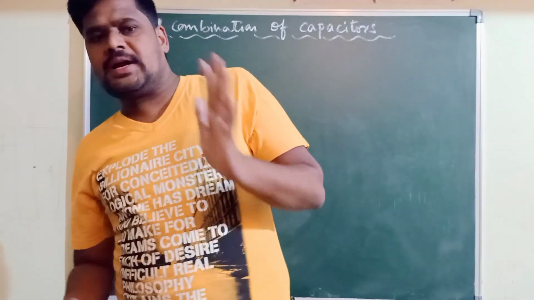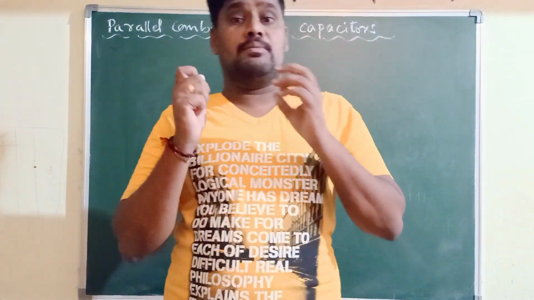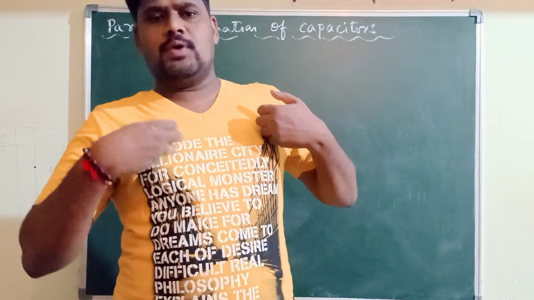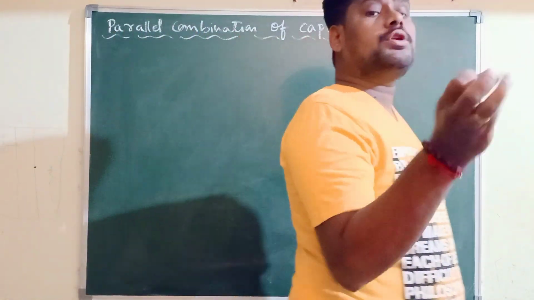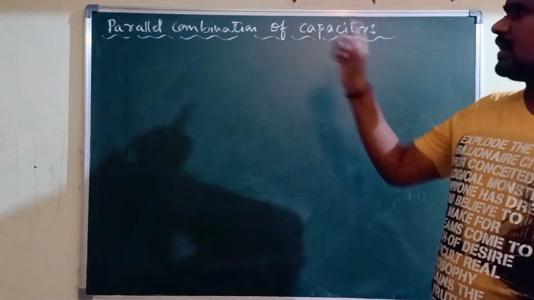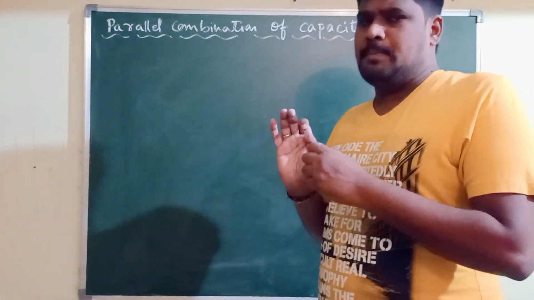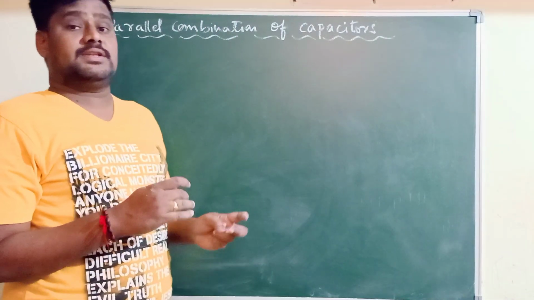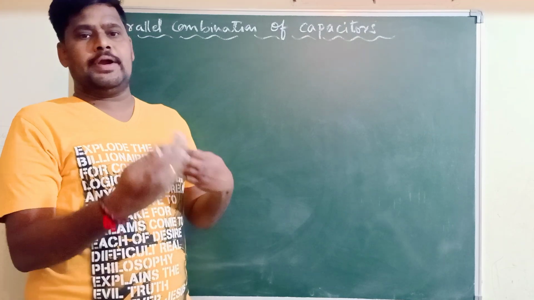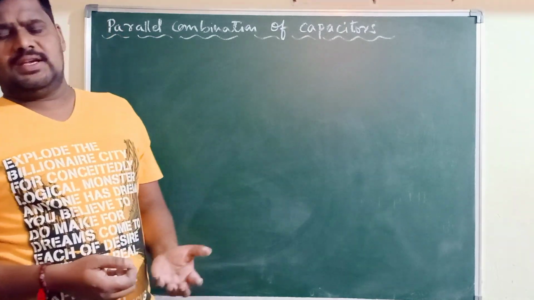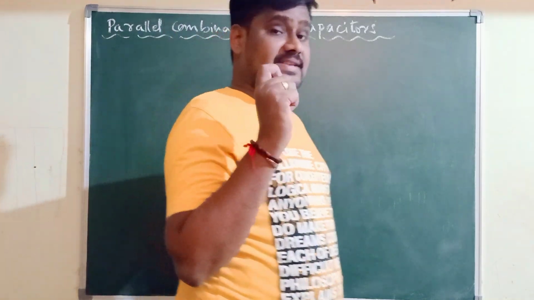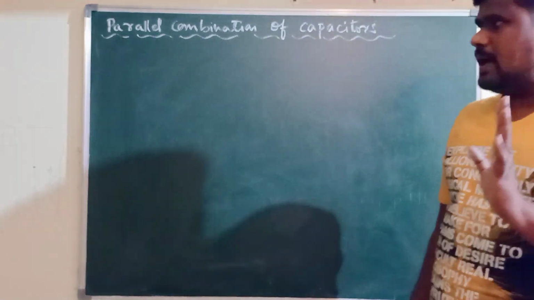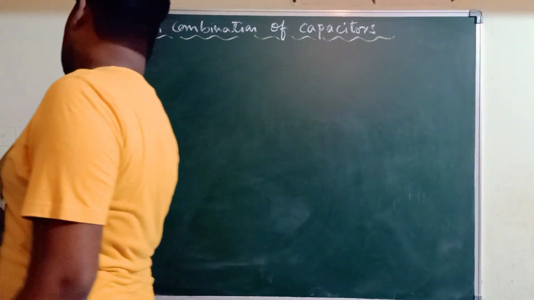Suppose you have some capacitors, but you are expecting the maximum capacitance out of those capacitors, then we connect the capacitors in parallel. When the capacitors are connected in parallel, the total capacitance of the combination increases. In general, in order to get the maximum capacitance, the number of capacitors should be connected in parallel. Okay, let me take a parallel combination here.